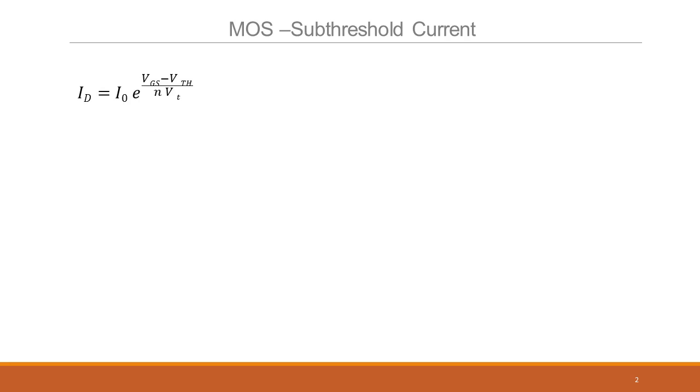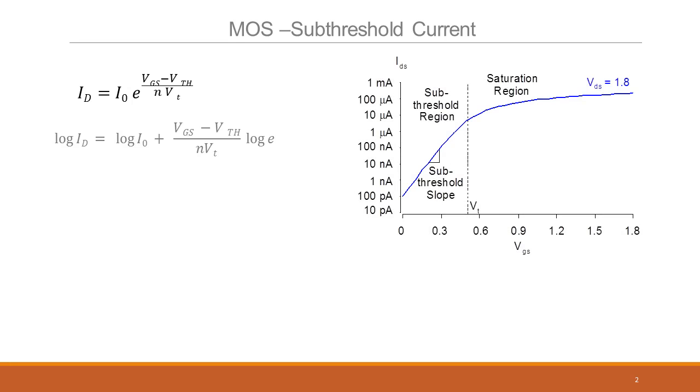Now, I'll rewrite the form. I'll just drop the 1 minus e power minus VDS by VT term here, and just write it as I naught e power (VGS minus VTH) by N VT. We are assuming that VDS is at least 2x or 3x the VT voltage. If that is so, I will just take the log of the entire expression. It's log ID equals log I naught plus (VGS minus VTH) by N VT times log e. And when you plot it, you'll see that log ID is actually proportional to VGS minus VT.